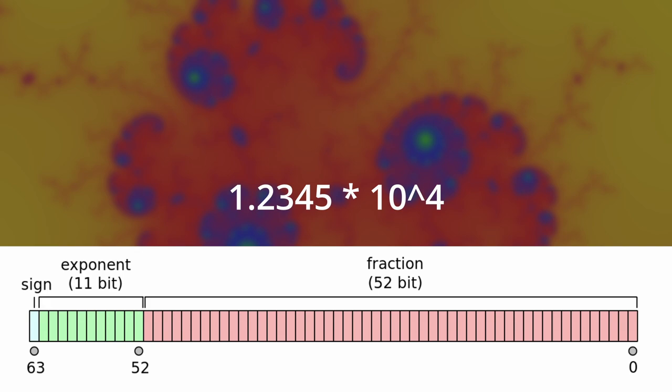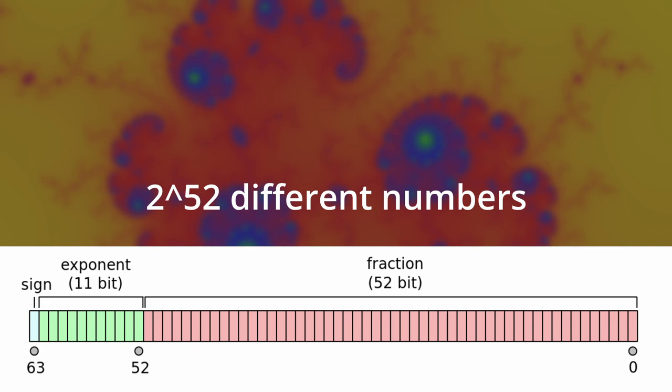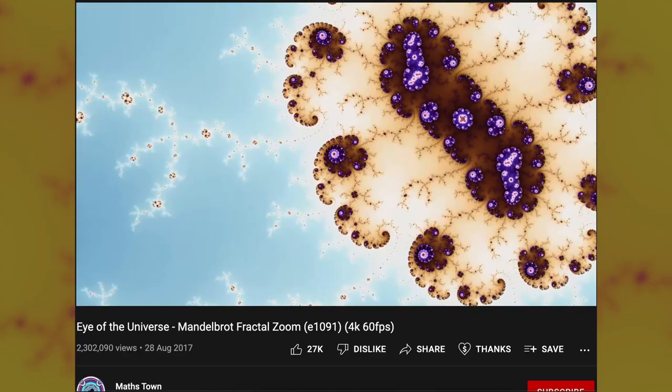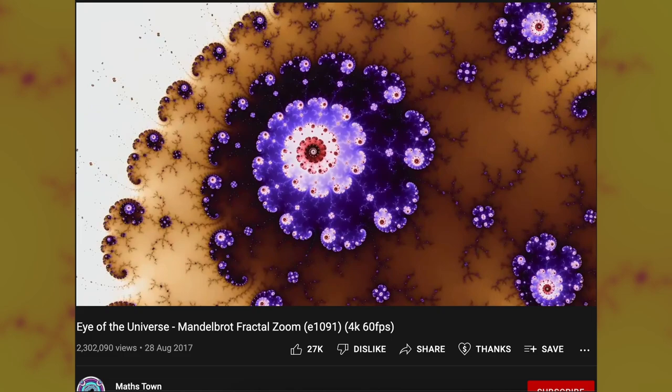Now, doubles use 52 bits for the mantissa, which means that if you keep the exponent fixed, it can only store 2 to the power of 52 different numbers. We literally can't go more precise than that, because there's just not enough bits to go around. And 2 to the power of 52 is almost the same as 10 to the power of 15. So yeah, doubles are limiting us here. In comparison, if you want to zoom to like 10 to the power of 1000, we literally need like 3000 bits. So yeah, obviously our only course of action is to reinvent floating points.